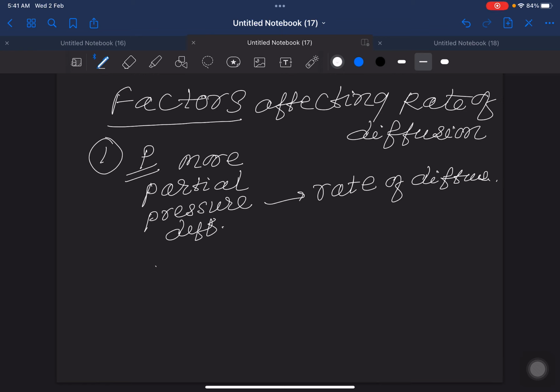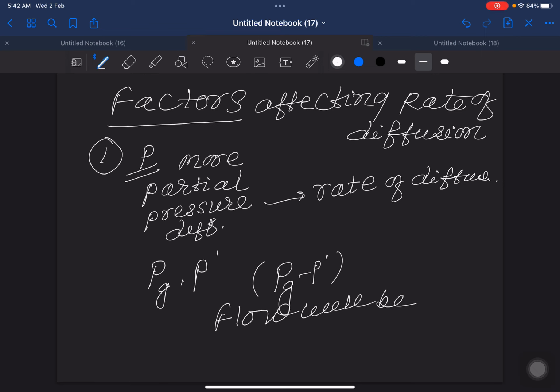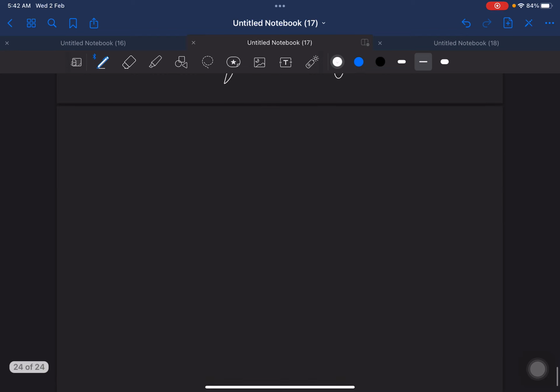pressure of the gas is, गैस का प्रेशर है Pg और एनवायरनमेंट का प्रेशर है Pi, then obviously the rate of gas flow should be proportional to P gas minus environment pressure. The flow will take place in the direction of high pressure. फ्लो कहाँ से जाएगा, फ्लो विल बी फ्रॉम हाई टू लो प्रेशर.